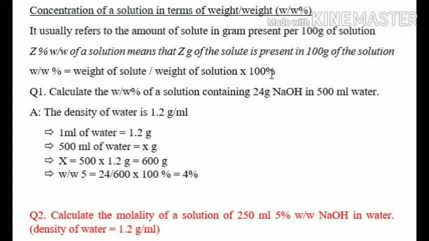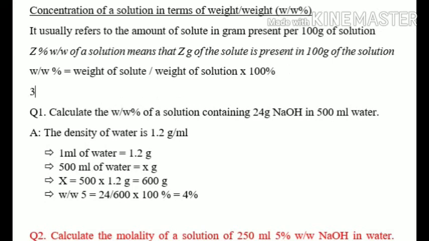So if I say something like 3% NaCl weight by weight in water, that will tell me that 3 gram NaCl is in 100 gram water. Okay, so 3% NaCl weight by weight in water means 3 gram NaCl in 100 gram of water.